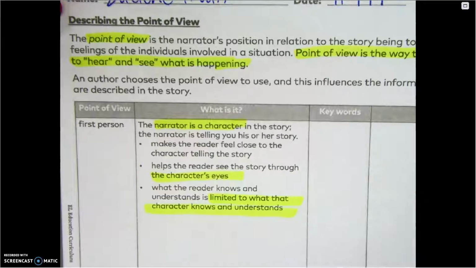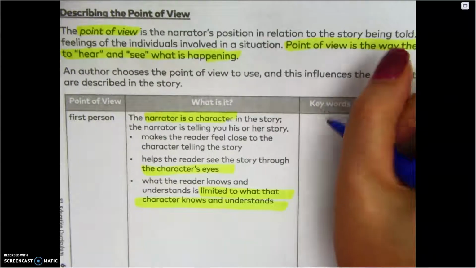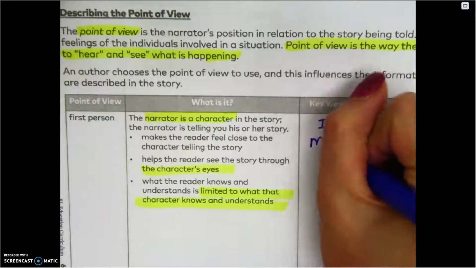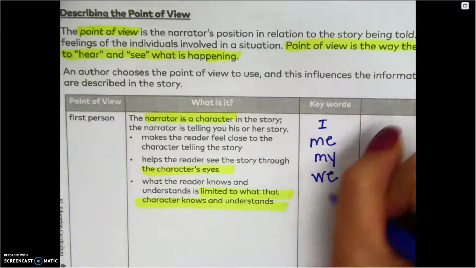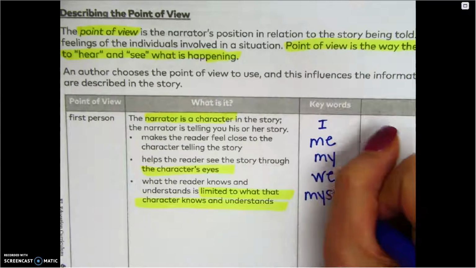And the key words that you can use for this is I, me, my, we, myself.